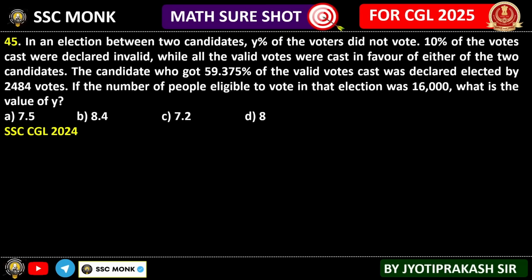Next. This is an interesting question. It is saying in an election between two candidates, Y% of the total voters didn't vote. 10% of the votes cast were declared invalid, while all the valid votes were cast in favor of either of the two candidates. The candidate who got 59.375% of the valid votes cast was declared elected by 2484 votes. So the winner got 59.375, so the loser must have received 100 minus this much, that is 40.625.